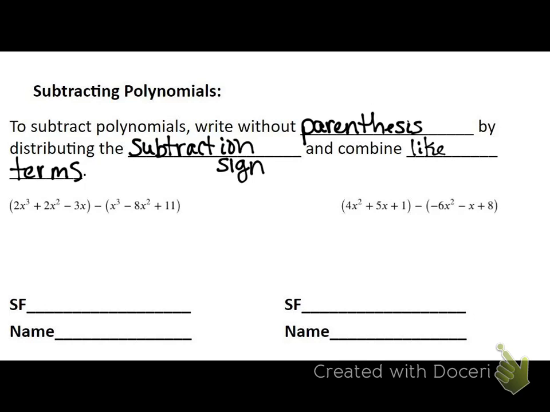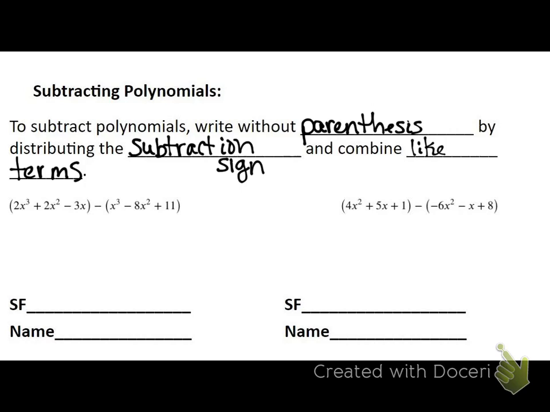So, as I drop my parentheses, I distribute at the same time, so I don't have to rewrite the problem twice. How do you know that this is a subtraction problem and not an addition problem? Because there is a subtraction sign here between the two groupings, right? So you base it on the sign that's in between the two groupings.